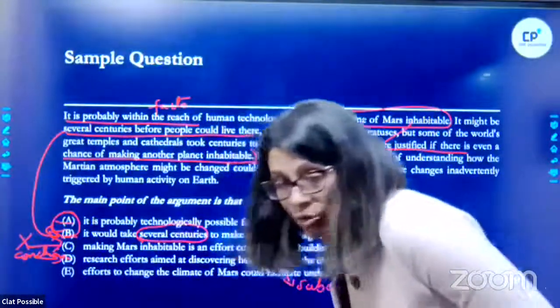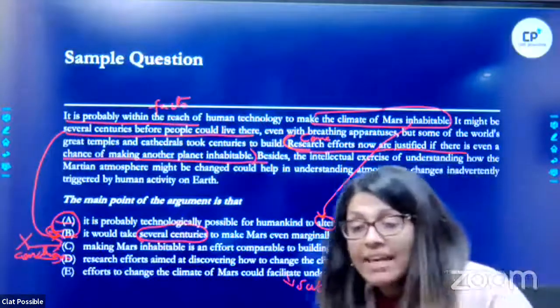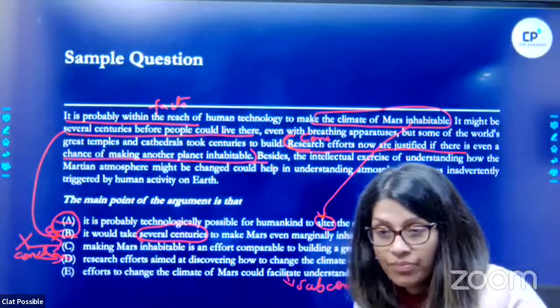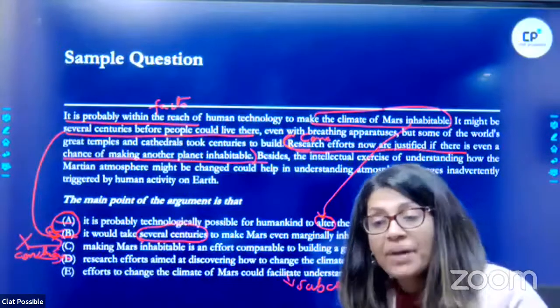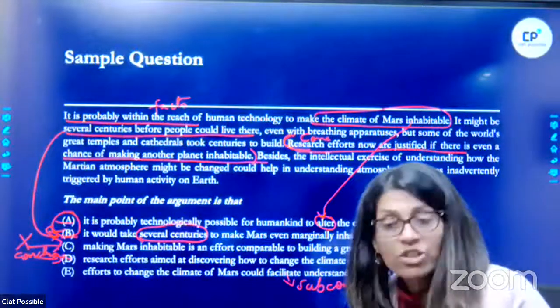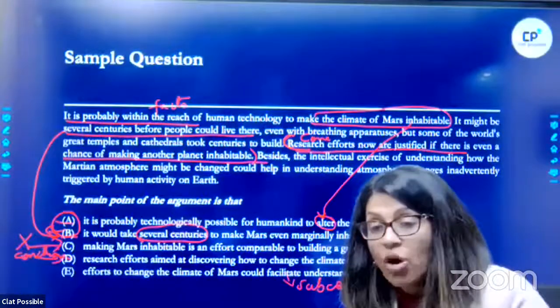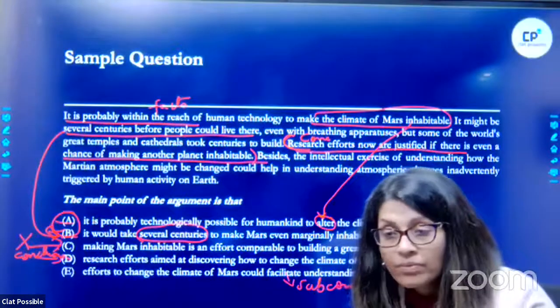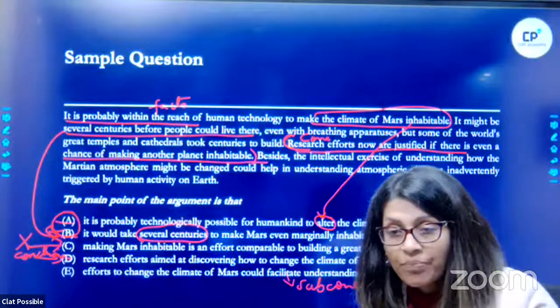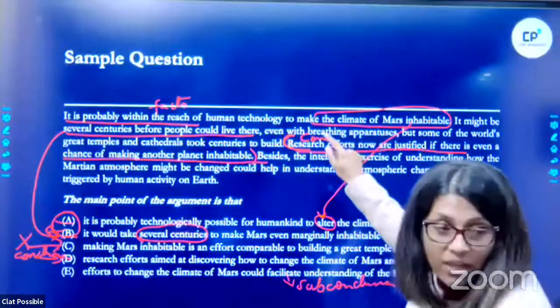Exactly what I was telling you, that in main point, your focus area has to be the conclusion. Any repetition of facts will be eliminated. A and B is repeating the facts. It's not talking about the conclusion. The author is giving facts of how we can change Mars, how we can live there, right? A conclusion, how do you know what is the conclusion?